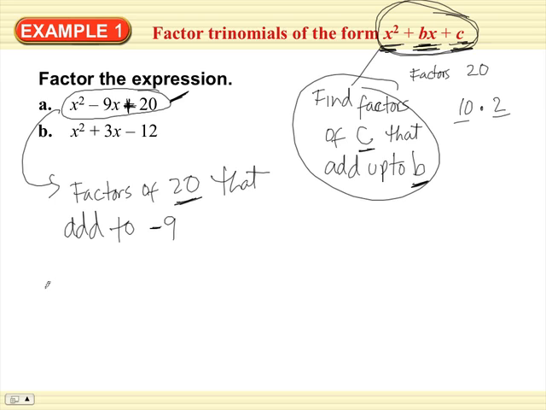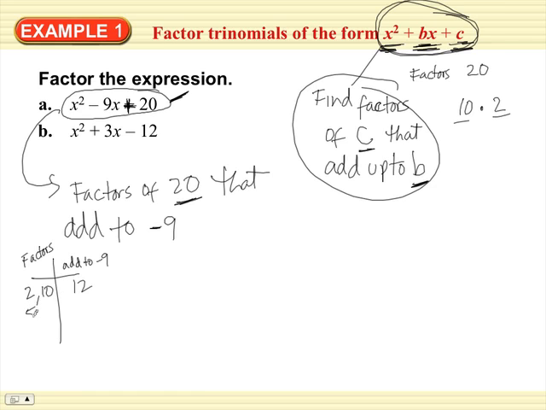So here's what we do. Make a little list. You can make a chart. Factors of 20. Factors I put on this side, and then add to negative 9 on this side. What two factors do you think of first? You probably think of 2 and 10. What do they add to? 12. So does that work? No. Next factors.